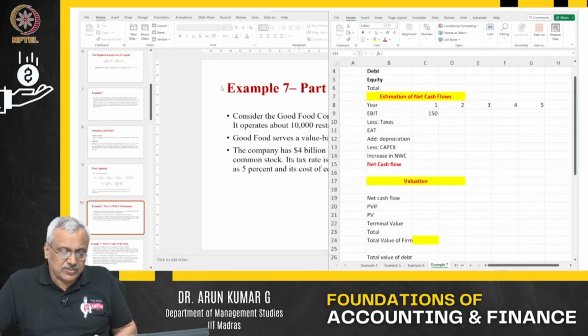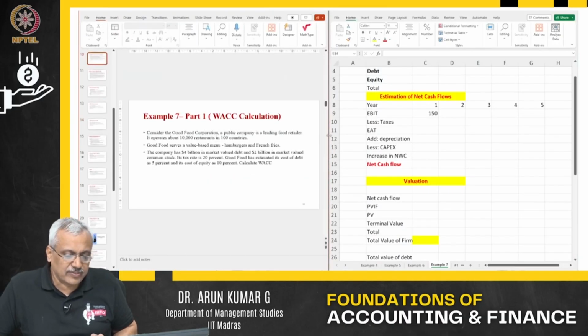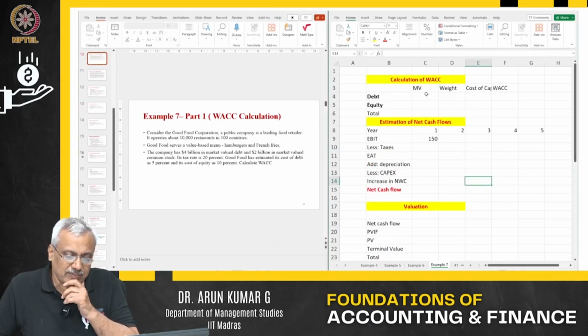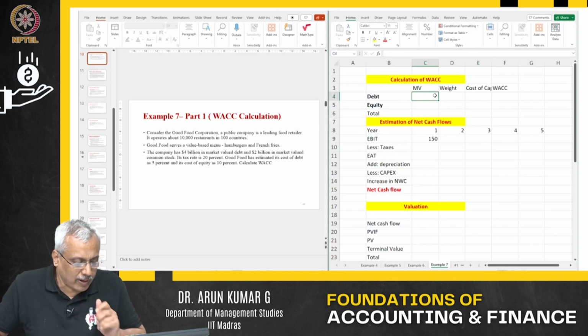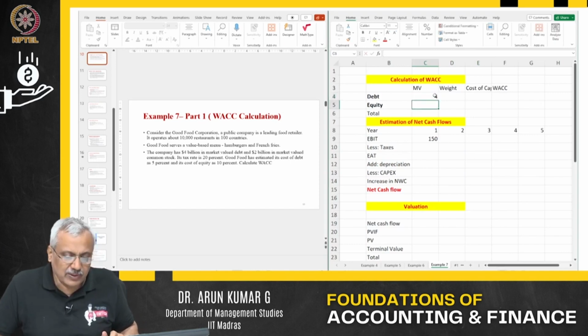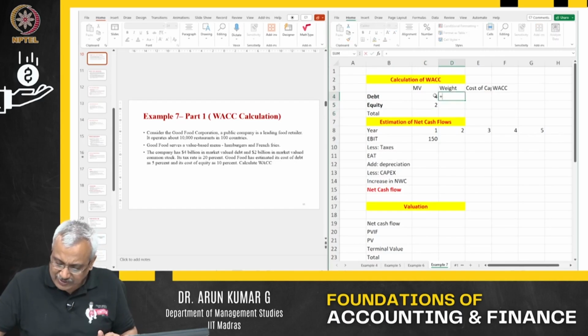Let me split the screen so that it is easier for me to go ahead. Then I will say what is the debt portion of it. The market value of the debt in this case is about 4 billion, and equity is about 2 billion, the market value of the common stock. Then what is the weight in the total capital? 4 divided by 6, and then 2 divided by 6. This is going to be the weight here.